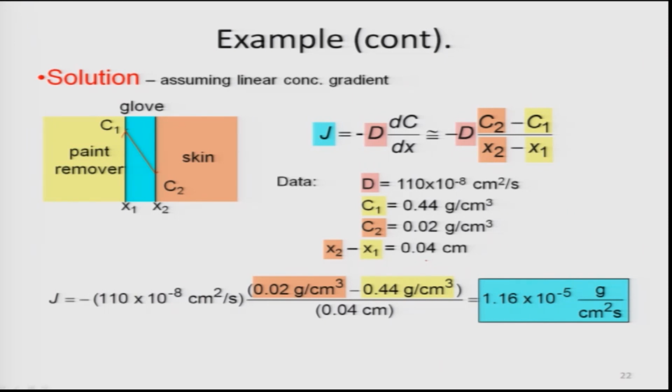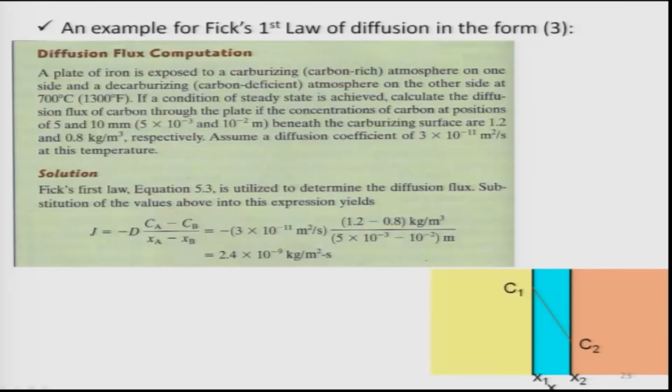Let me give you another example, which is more interesting: if you want to calculate diffusive flux during a carburizing experiment. Carburizing I have already explained in the last lecture. Suppose a plate of iron is exposed to a carburizing atmosphere on one side, and a decarburizing, carbon deficient atmosphere on the other side, and the temperature is 700 degrees Celsius.